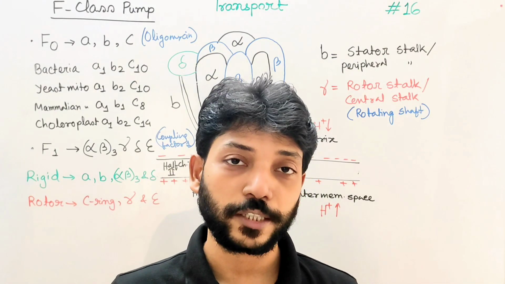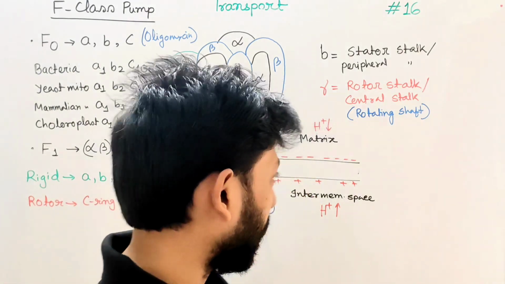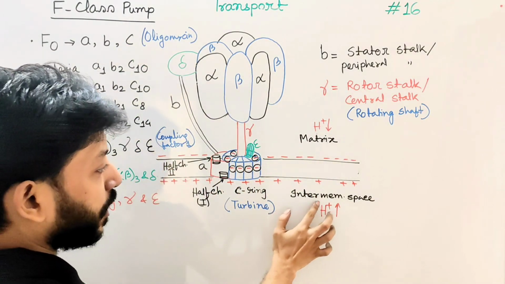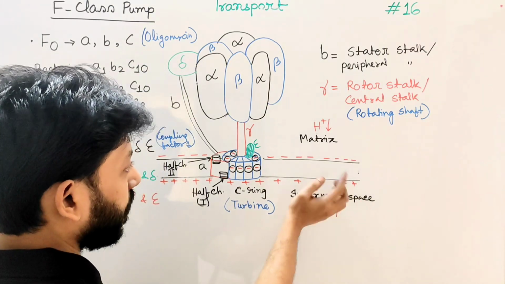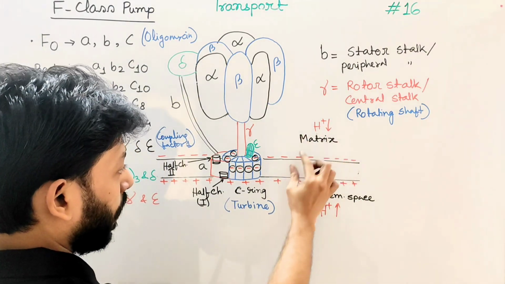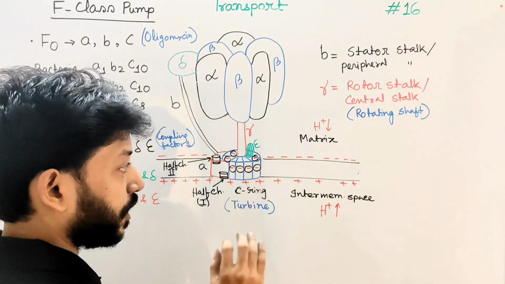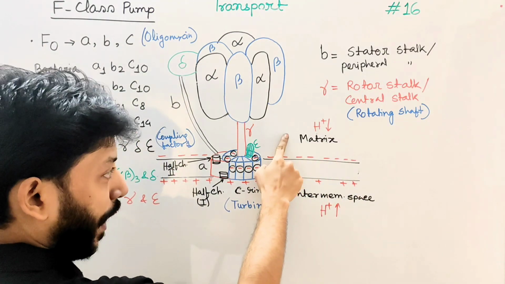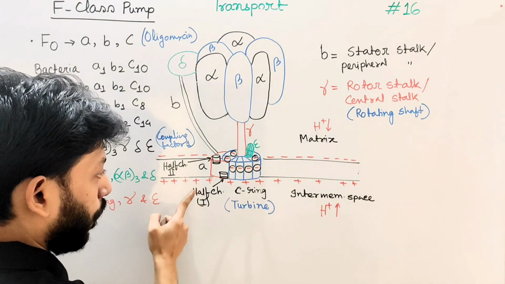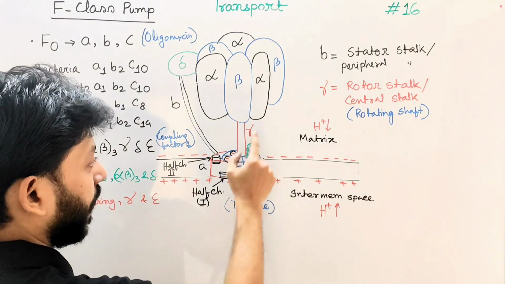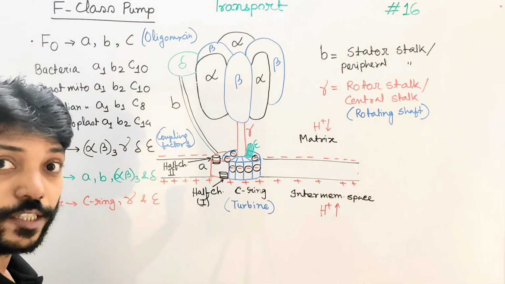Now let's talk about the structure of F class pump in the inner mitochondrial membrane. As you can see, this is the intermembrane space where the hydrogen or proton concentration is high, and this is the matrix where it's low. And there is a charge separation. Inside is positively charged and outside is negatively charged. That means the matrix portion is negatively charged. So protons actually move from intermembrane space to the matrix, and that's how it generates these portions of F1. It actually generates the ATP.